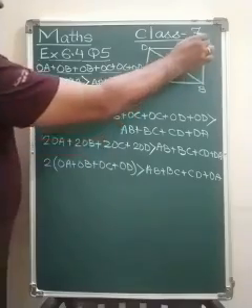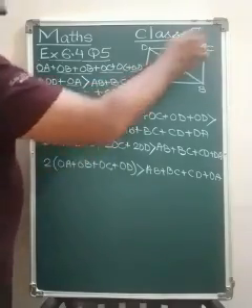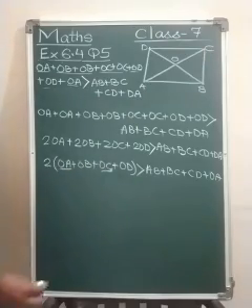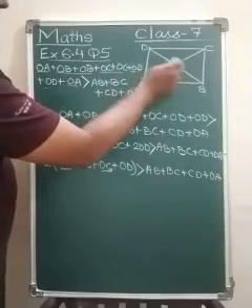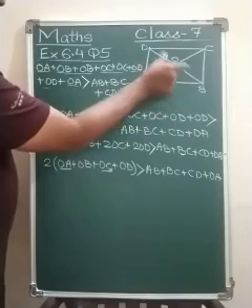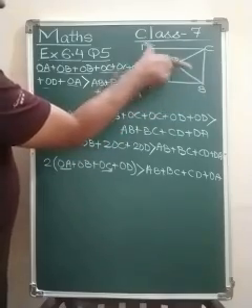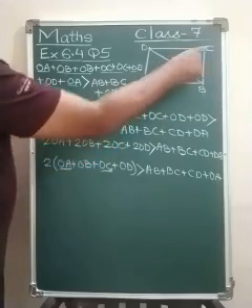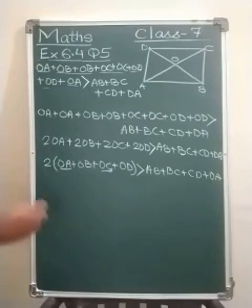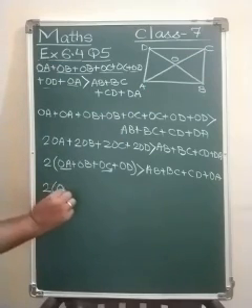OA plus OC, this both together makes it AC. So where is OA? Here is OA, here is OC. What is BD? OB plus OD, this total makes BD. OB plus OD, this total makes BD. OA plus OC, this total makes AC. So OA and OC will take common 2.